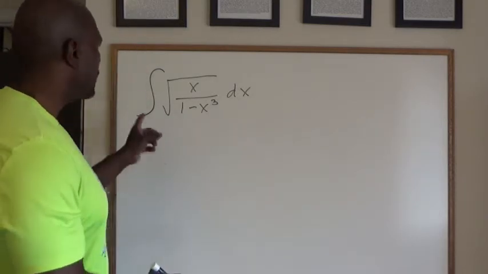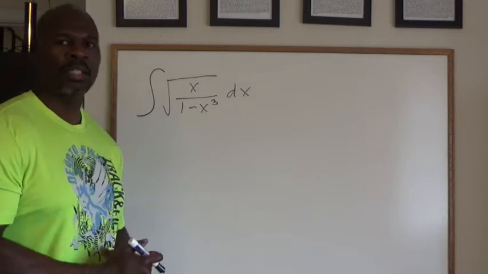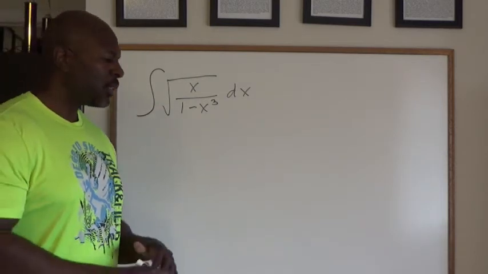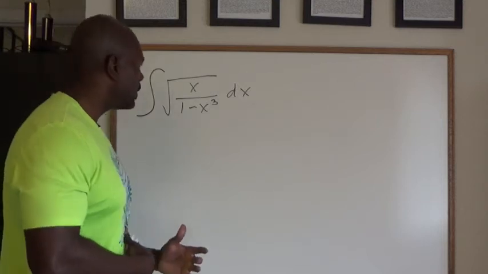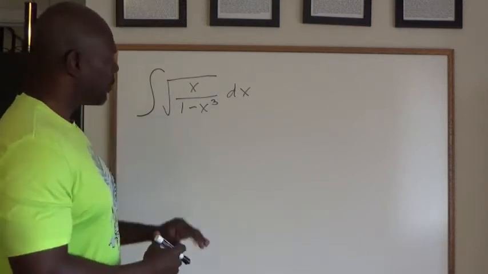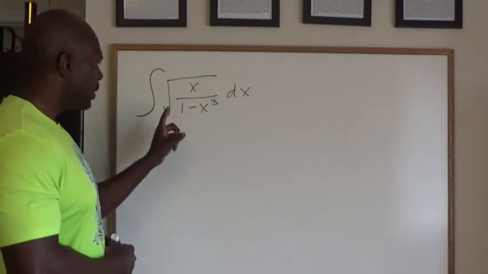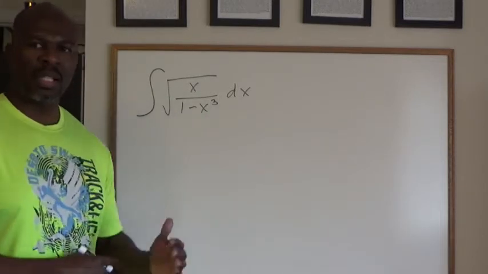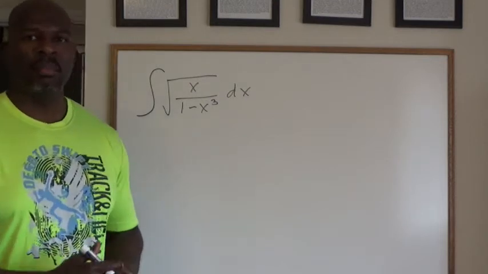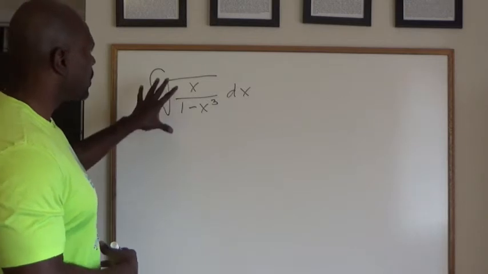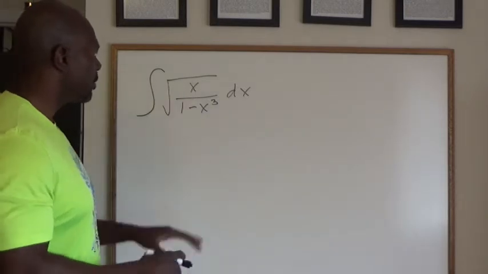So the problem we have is the integral of the square root of x over 1 minus x cubed dx. My thinking, at least, is that when I see a square root, and particularly when a denominator starts with 1 minus something, or any constant minus something, I think about arc sine. So my first approach is to try to turn this somehow into an arc sine problem.